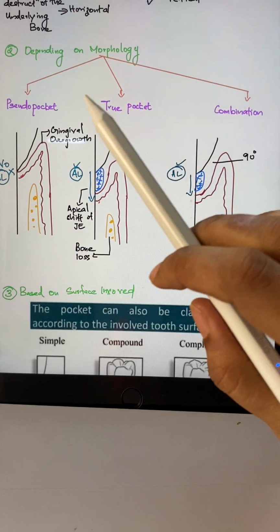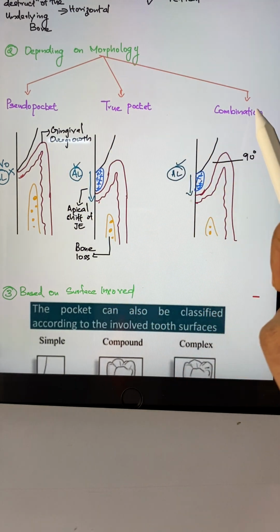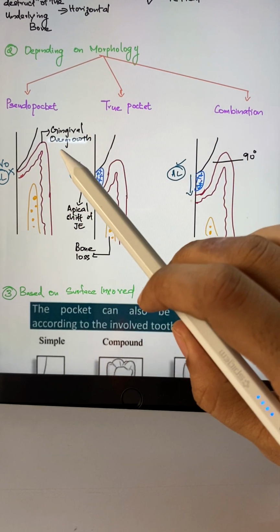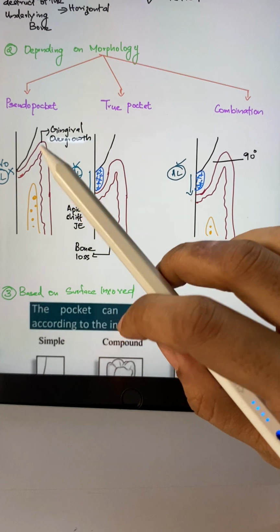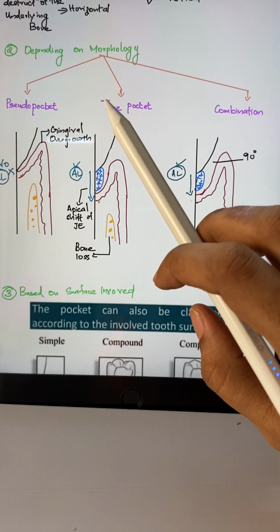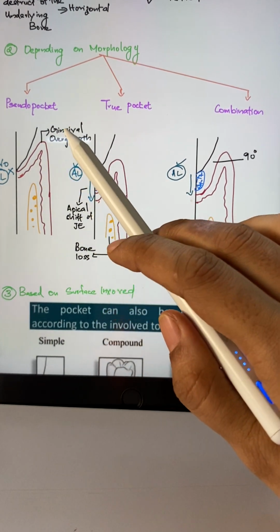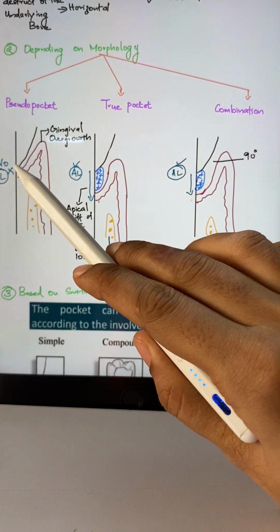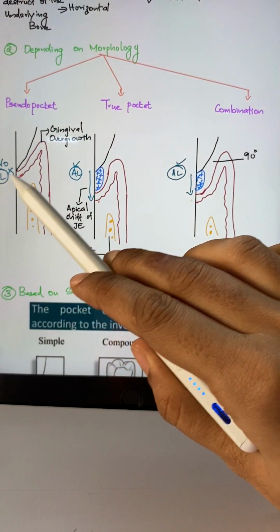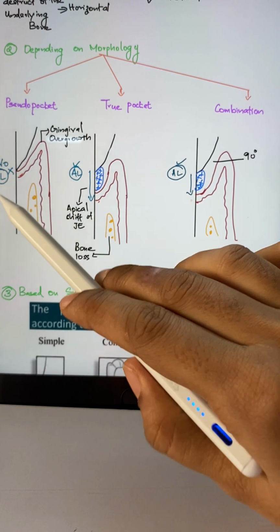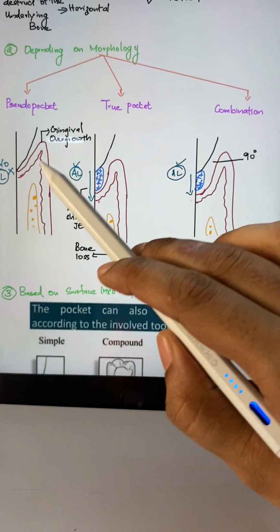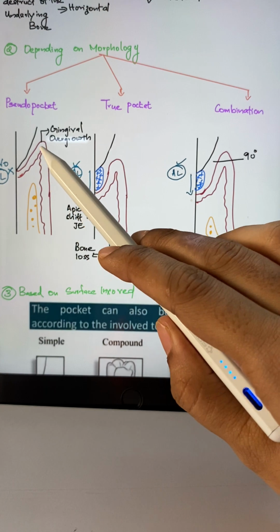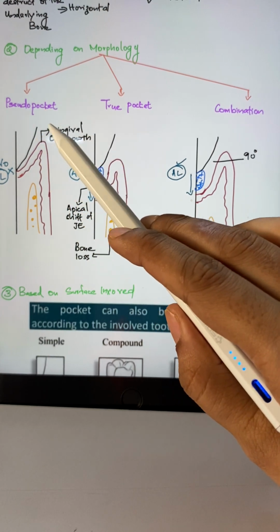It is divided into pseudo pocket, true pocket, and combination pocket. Pseudo pocket is just the gingival overgrowth. So nothing has happened here. The gingiva has grown more and there is no attachment loss because everything is intact. The attachment is intact and there is no bone loss, nothing. Only the gingival overgrowth can be seen. So this is the pseudo pocket.